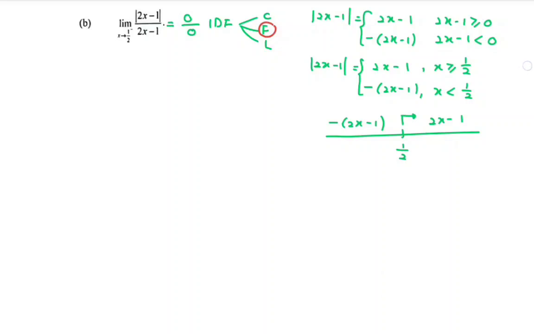So rewrite: limit as x approaches 1 over 2 from the left. For the modulus, from the left, we will have negative bracket 2x minus 1 over 2x minus 1. Notice that we have common terms, so we can simplify. So when x approaches 1 over 2 from the left, after we simplify, we have negative 1. So the value of y will approach negative 1 when x approaches 1 over 2 from the left for the function f of x.